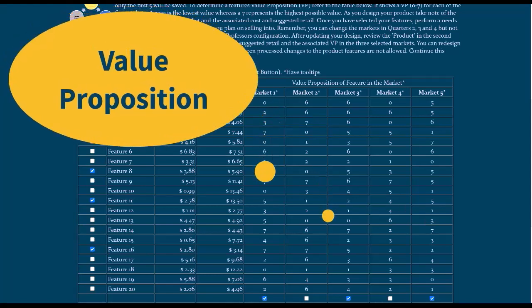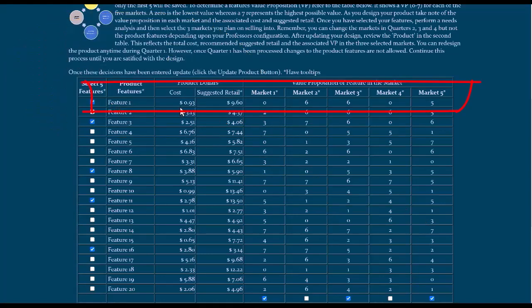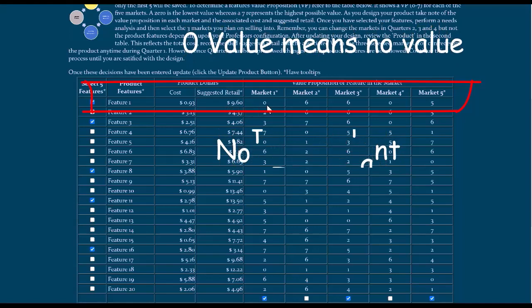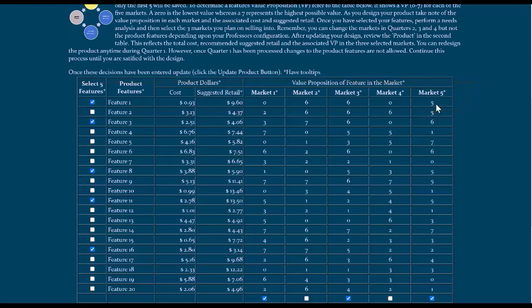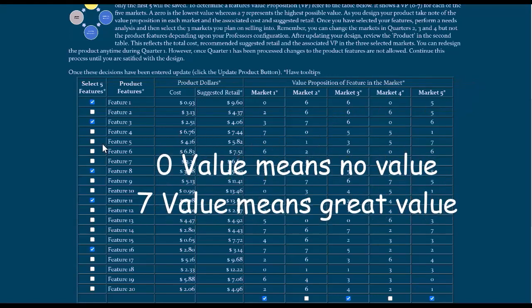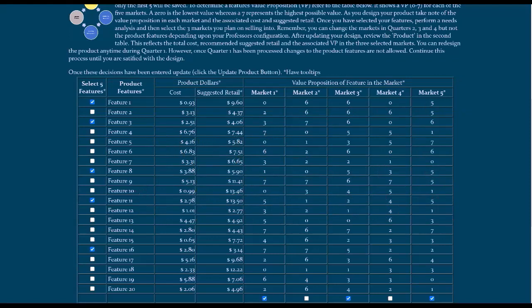So if we take a look, for example, at feature 1, which has a 93 cents cost and a suggested retail of $9.60, we can see that it has no value in market 1. It has a fairly high value in markets 2 and 3, no value in market 4, and a reasonable market value in market 5. Continuing down the line, if we take a look at feature 4, it has a very high value in market 1, no value in market 2, average market values in 3 and 4, and a very low one in 5.